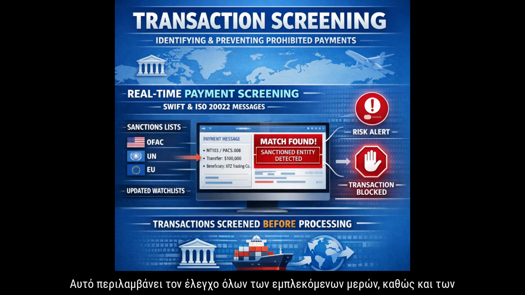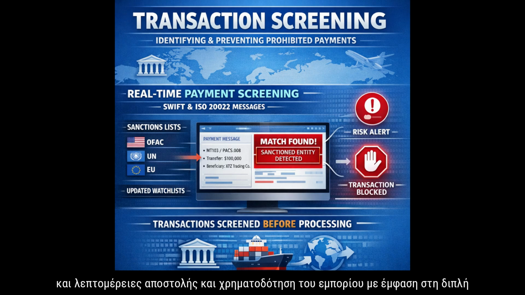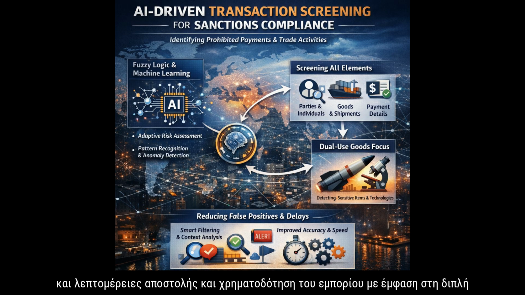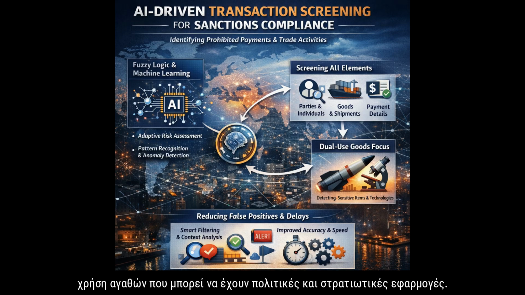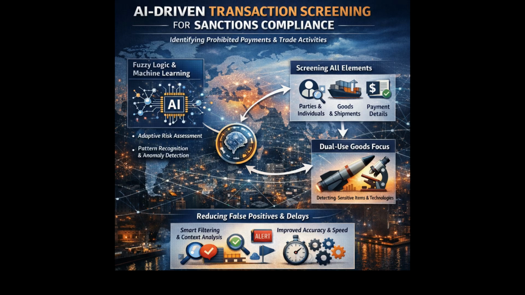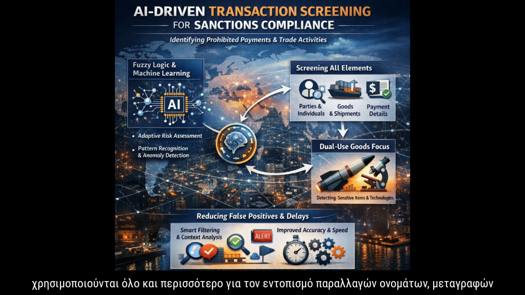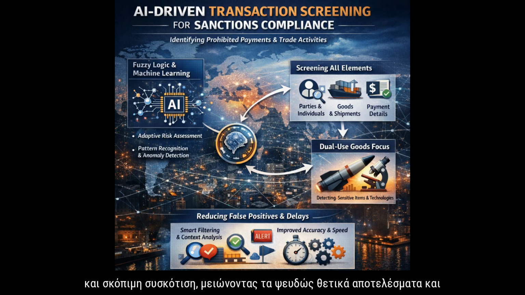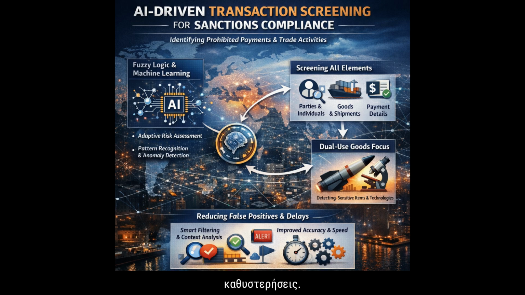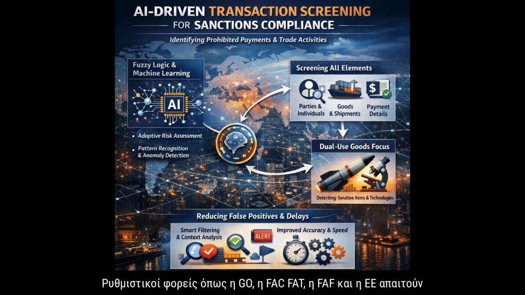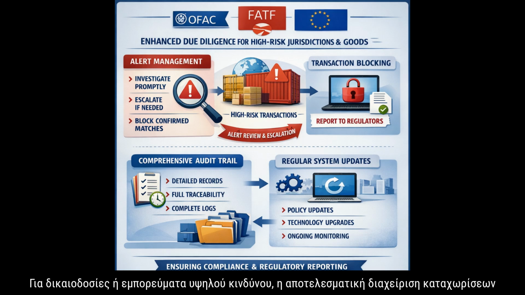This includes screening all parties involved, as well as goods and shipping details in trade finance, with a focus on dual-use goods that may have civilian and military applications. Advanced technologies such as AI-driven fuzzy logic and machine learning are increasingly used to detect name variations, transliterations, and deliberate obfuscation, reducing false positives and operational delays. Regulatory bodies like OFAC, FATF, and the EU require enhanced due diligence for high-risk jurisdictions or goods.